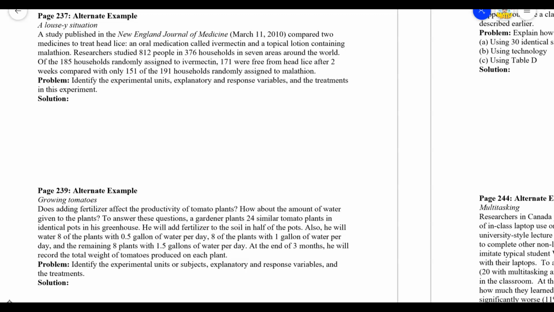Okay, so what are the experimental units? That's the first question. So in this case, the experimental units would be the 376 households, not the 812 people. Okay, what are our explanatory and response variables? This might be a little bit easier to identify. So the explanatory variable here is our two medications, right? So it's the type of medication.